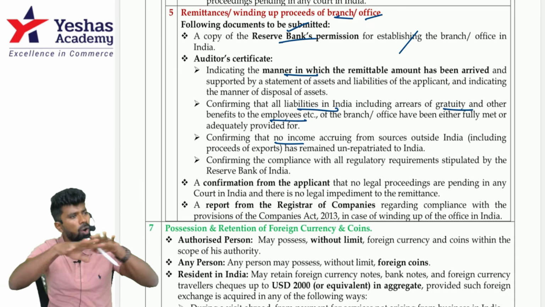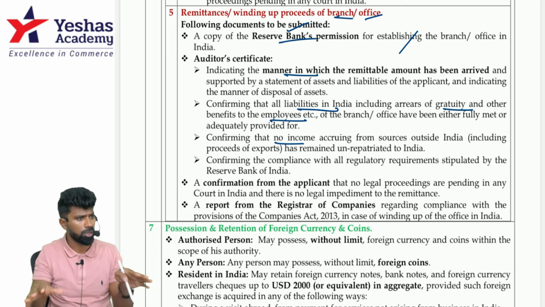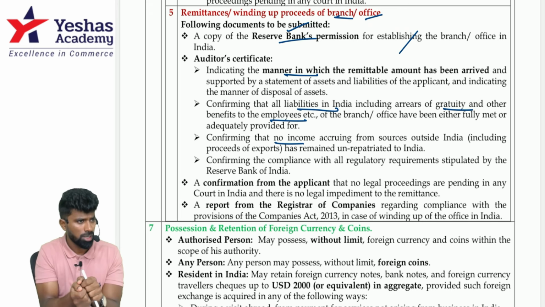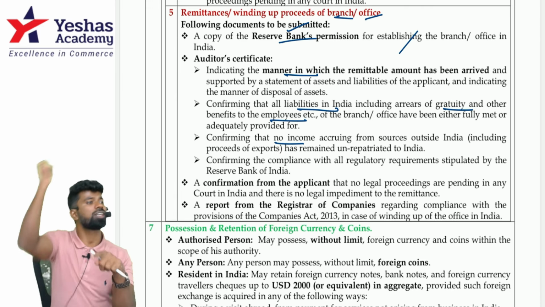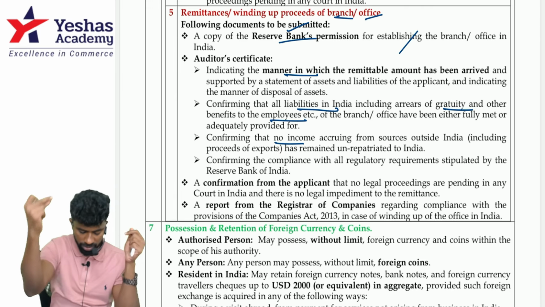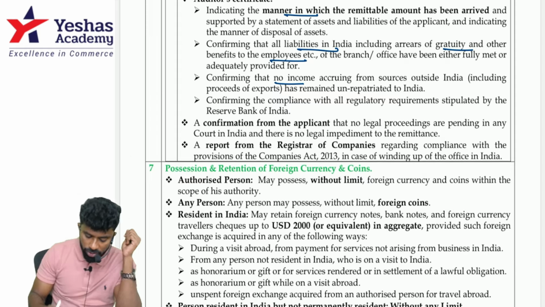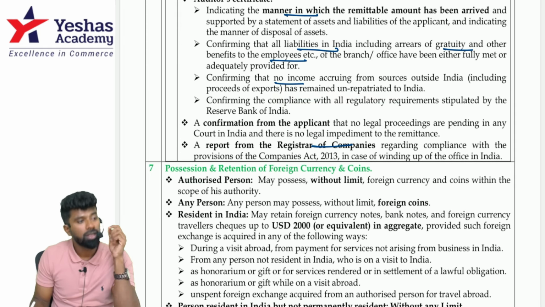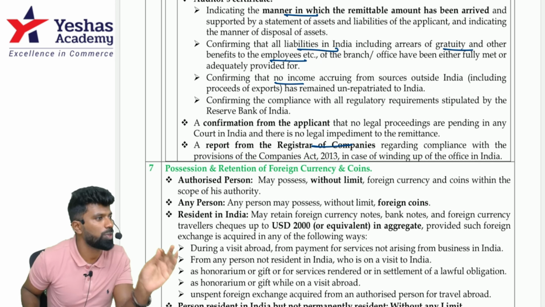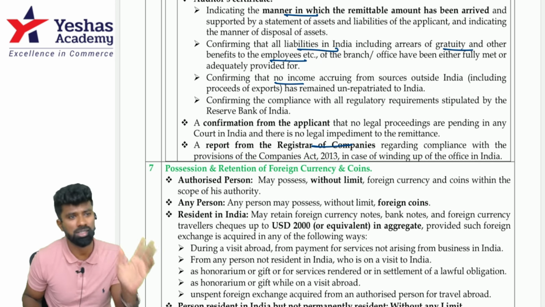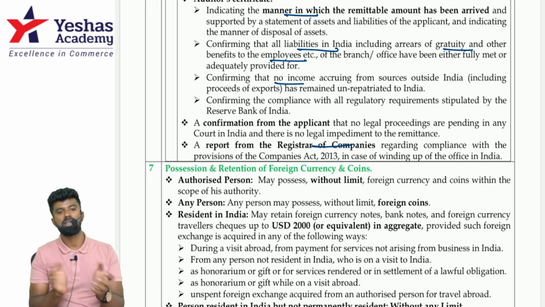So once all these things are confirmed, whatever proceeds come out of the sale of assets by closure of a branch or office can be remitted outside India. And we also need a report from the Registrar of Companies. And these are the provisions with respect to remittance of assets.